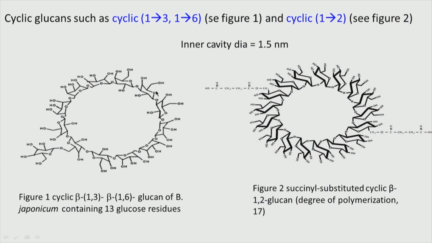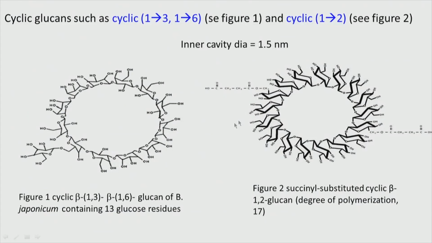The linear beta glucans I mentioned have a molecular weight of about 60 to, okay, it is almost 10 power 5 Dalton, and they are not water soluble. It has been approved by FDA. These cyclic glucans, on the other hand, are small molecular weight biopolymers. They have a cyclic structure like this; they have cyclic 1,3-1,6 or cyclic 1,2 linkages. They are very hydrophilic and water soluble, but the inner cavity is hydrophobic. So we can put in hydrophobic drugs very conveniently. The inner cavity diameter is about 1.5 nanometer.